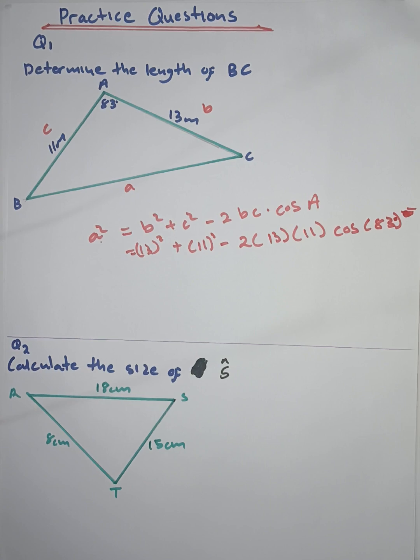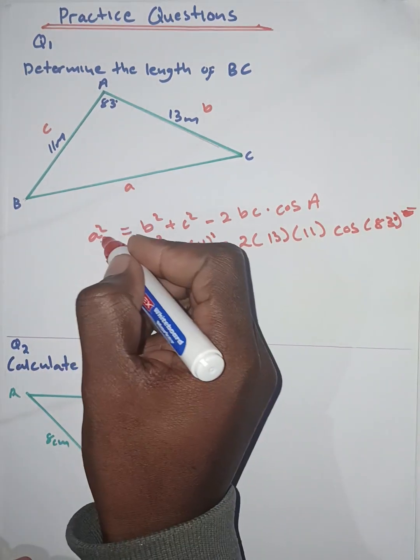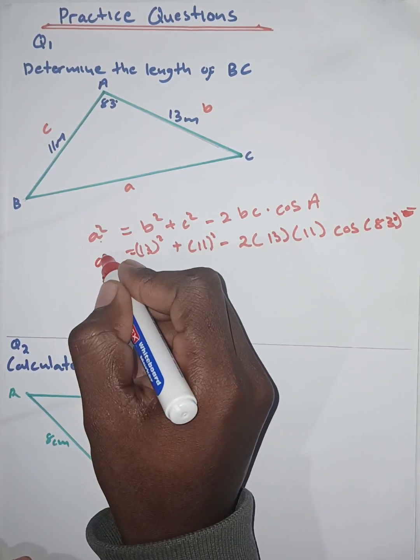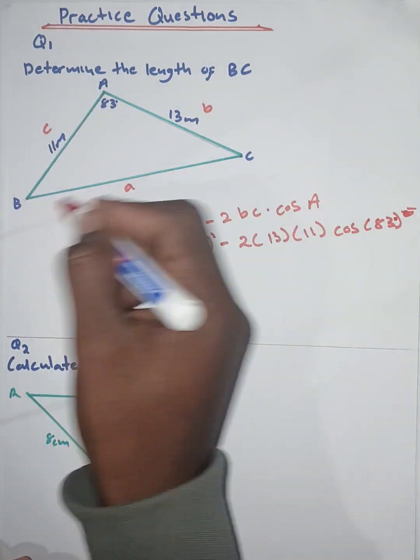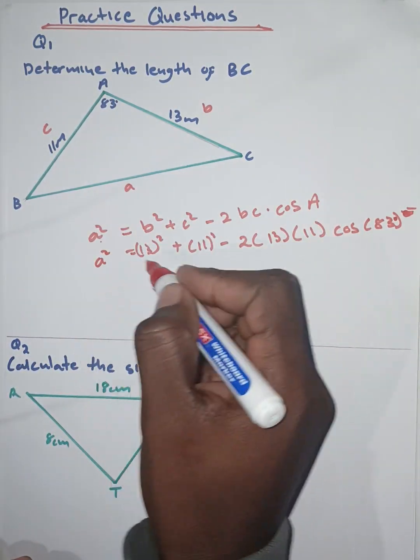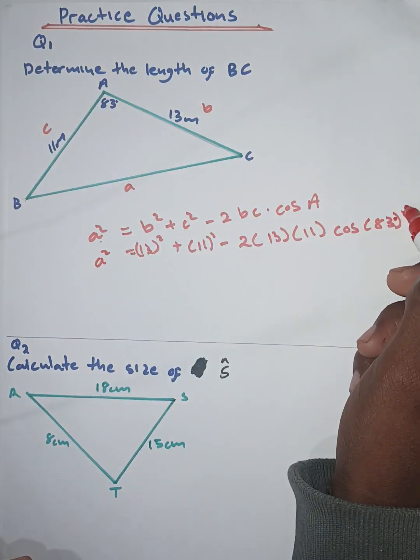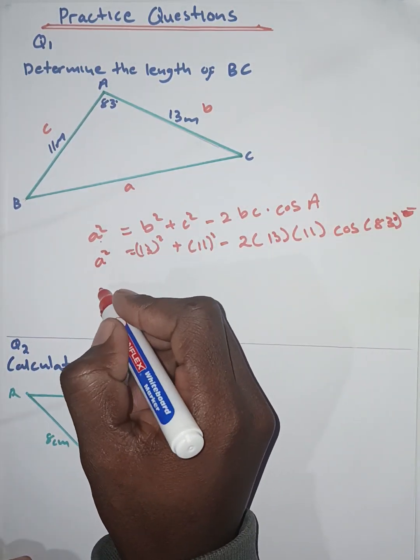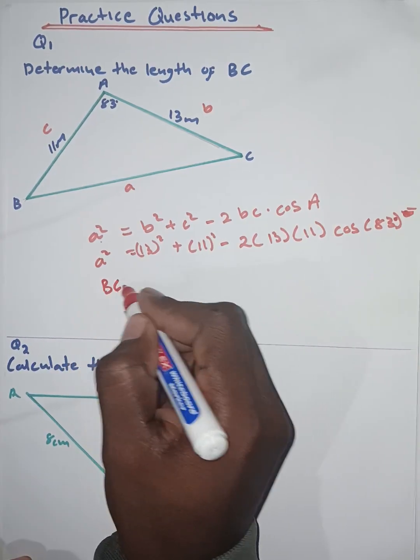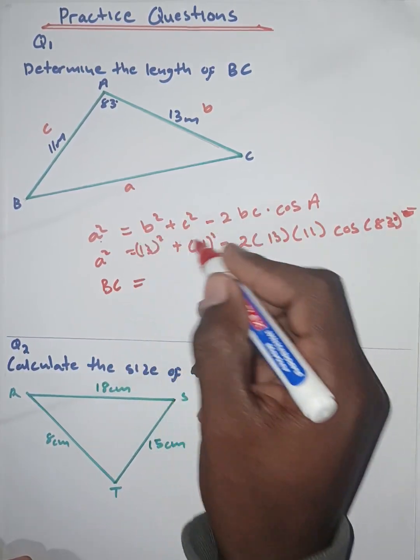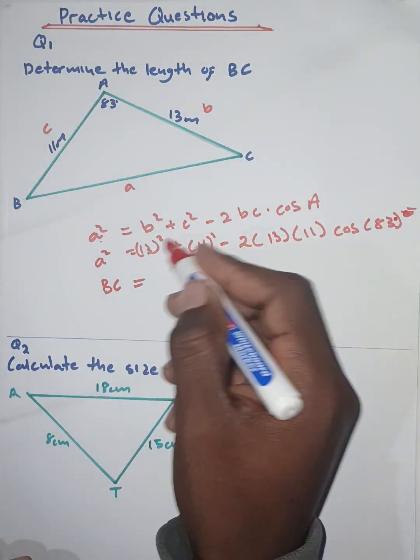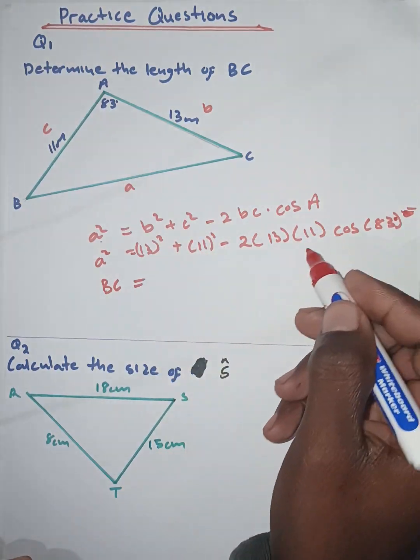So on the left-hand side we have a squared. That's what we are trying to find the value of. What I would advise from this step is to put everything under the square root. So in this case, BC would be equal to the square root of all of those, the value that you're going to get when you put that on your calculator.